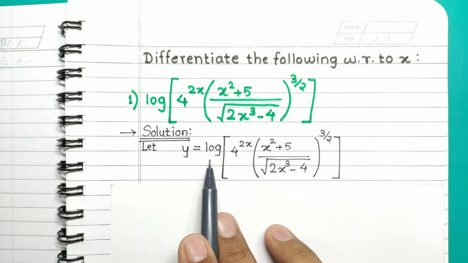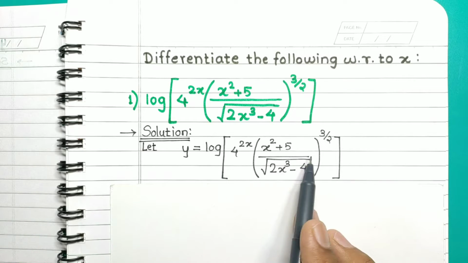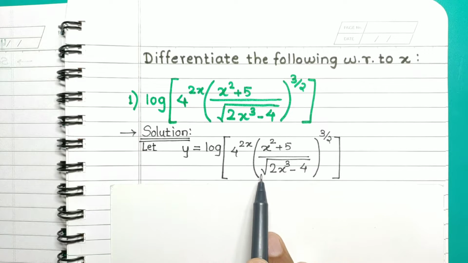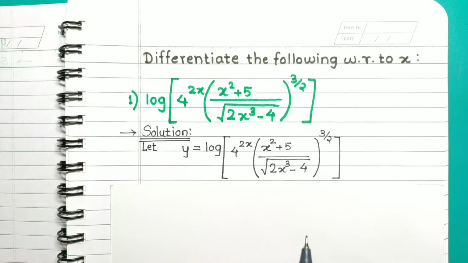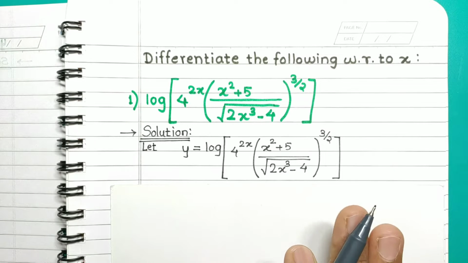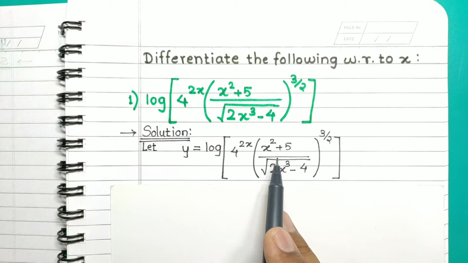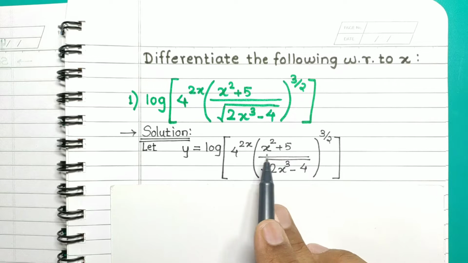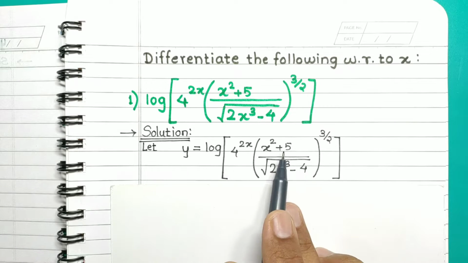Here we observe that the given function is a logarithmic term containing a product of two functions. The first one is 4 raised to 2x, and the second function is this bracket which is raised to power 3 by 2. So here we remember the laws of logarithms. If a logarithmic term contains a product of two terms, then by using the law of product of logarithms, we can separate the logs of these two functions.